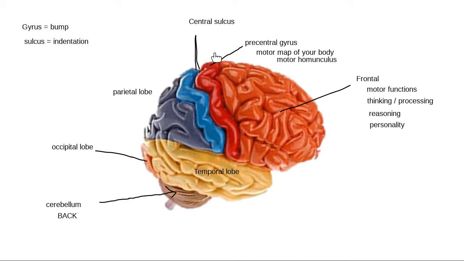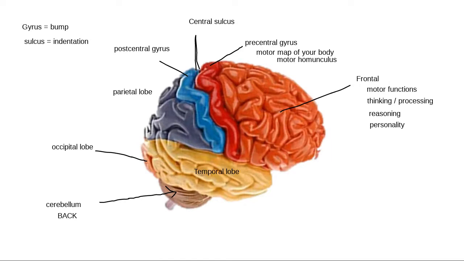We find that in the precentral gyrus. Pre means before. The precentral gyrus is the bump that's before the central sulcus. Behind it, we have what's called the post-central gyrus. Post means after. So the post-central gyrus is found after the central sulcus, or behind the central sulcus.